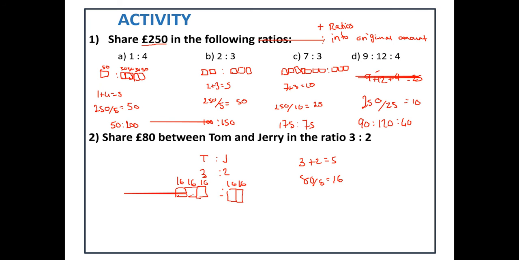So now we have to do 16 times by 3, which gives us an answer of 48. And then 16 times by 2, which gives us an answer of £32. So £48 to £32.